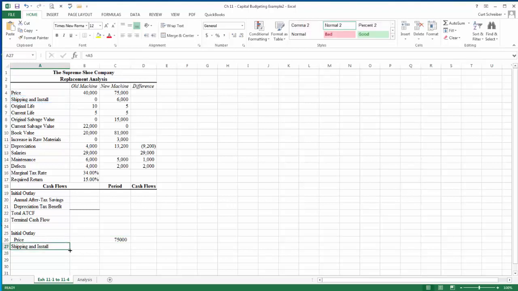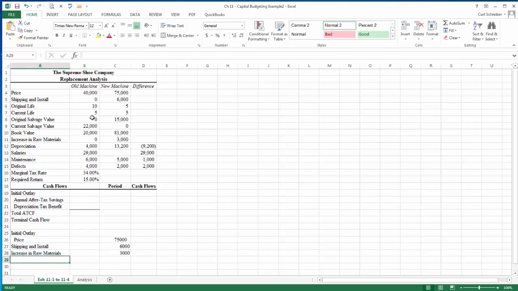And I'm going to copy that over as well, but I'm going to delete what's in the column for the old machine. And all we're focusing on right now is the cost of getting this project up and running. Okay, in addition to that, we said that we would have to increase our inventory. So equals the increase in raw materials, 3,000, and I'm going to delete the 0.